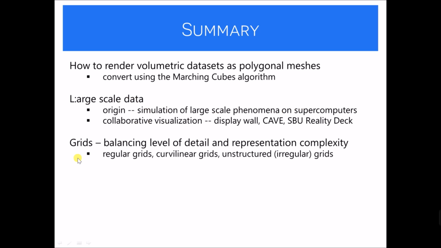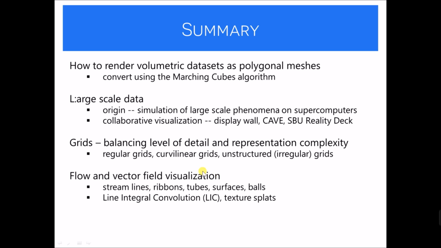Then we learned about grids, balancing level of detail and representation complexity. We learned that regular grids are easy to use, easy to represent, and have a low memory footprint, to curvilinear grids that bend a little bit so they can approximate the object where it's more interesting, to unstructured grids, when the object is very difficult to represent, very unstructured, then you create an unstructured grid for that, right? And then we learned briefly about how to render that.